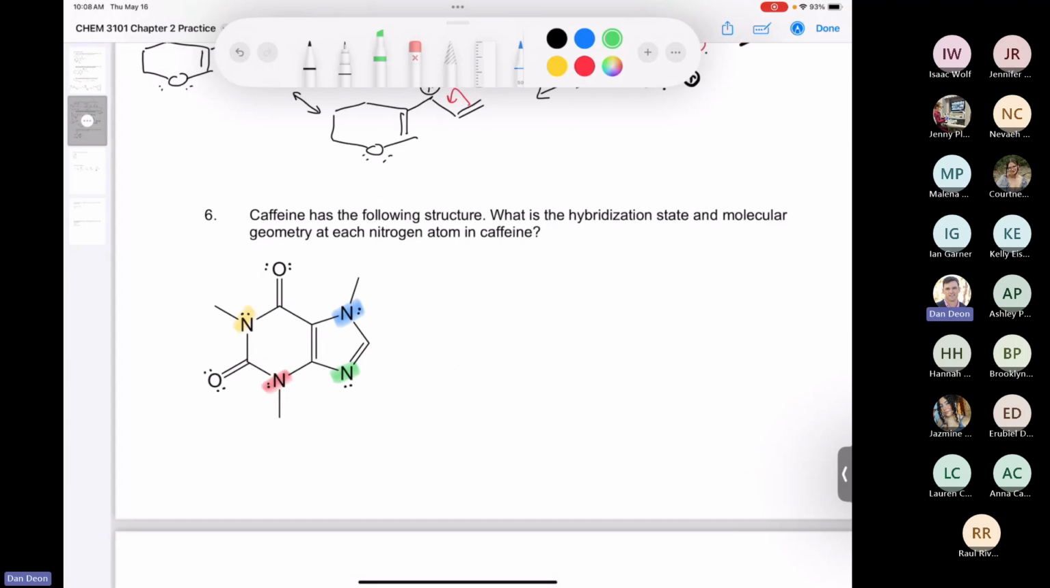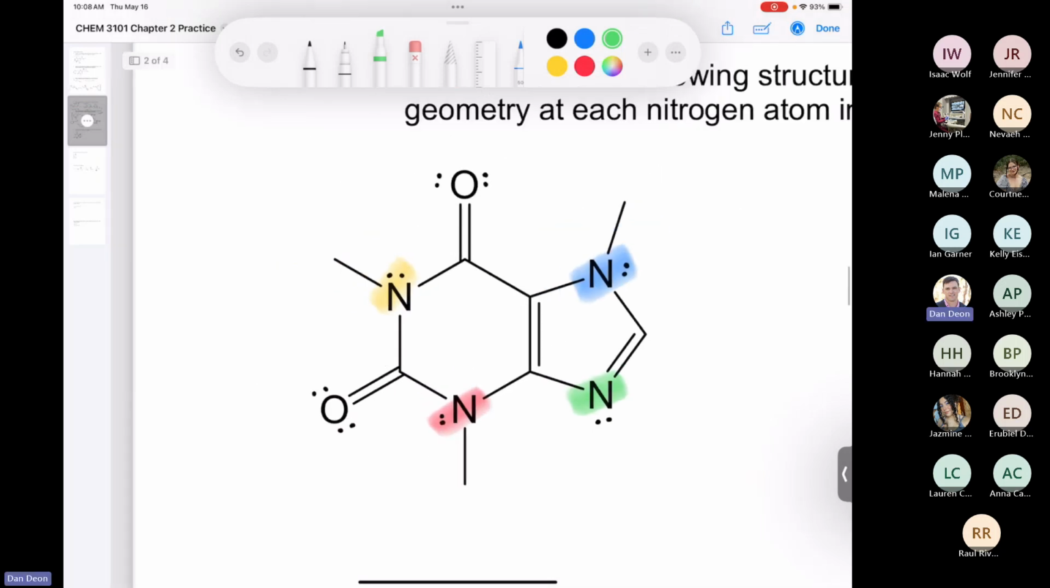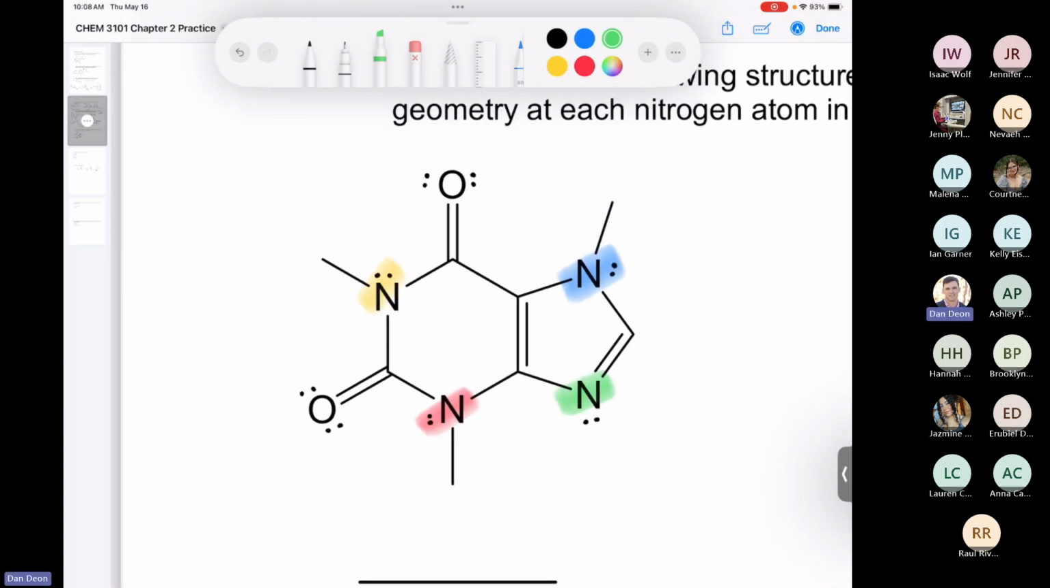Let's start with the nitrogen in yellow, okay? I'm going to ask you guys, can the lone pair on the nitrogen in yellow participate in resonance? Just yes or no. I don't need to know where it is, but can it participate in resonance? Is it allylic to a pi bond? Yes, it absolutely can. I'm not going to draw the resonance form, but you could draw this as a resonance form. That lone pair can participate in resonance.